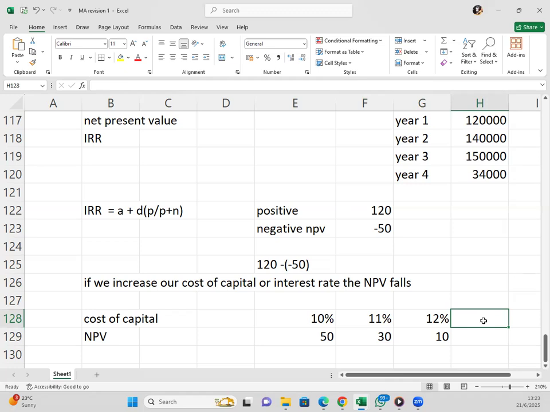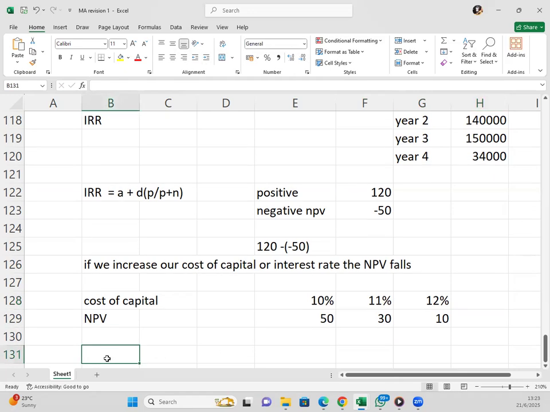So now going to the question. The question was asking, what is the IRR? The IRR is the rate that gives us an NPV of 0. Did you see as we were increasing the cost of capital, our NPV was falling. So we want to know at what percentage we are going to get an NPV of 0. So the IRR is the rate that gives us an NPV of 0.